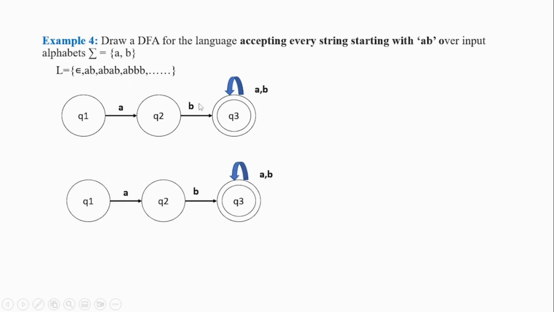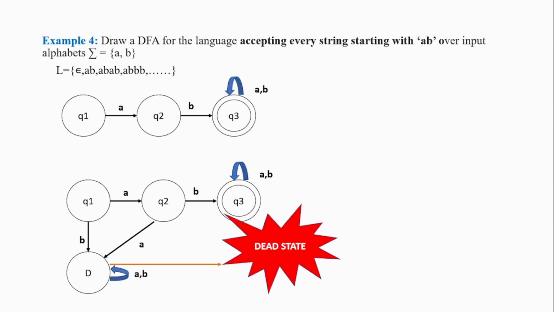Then start filling. If it sees B, it should end up in the dead state. Same way if it sees A from Q2, it ends up in the dead state. It will be the dead state because my condition is starting with AB.